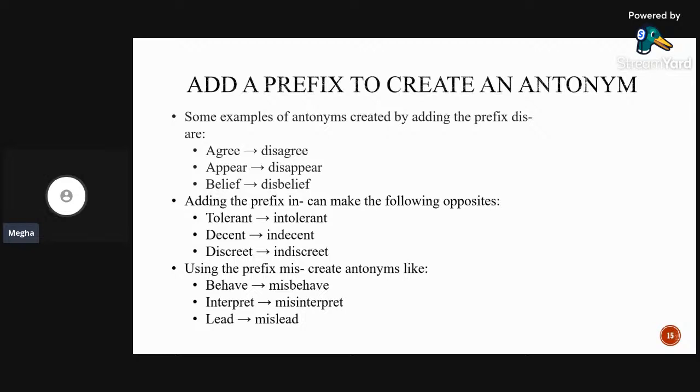So using the prefix mis, we create antonyms like behave, misbehave, interpret, misinterpret, lead, mislead. One more example for the same, for prefixing mis. Yeah, open, close, that can be an example for antonym. For prefixing mis, guide, misguide can also be one more example, right? Any one more you can give?